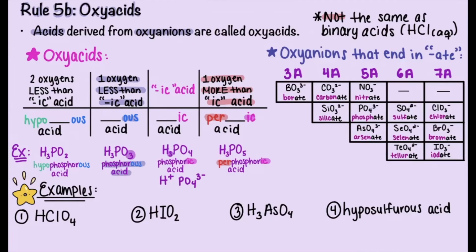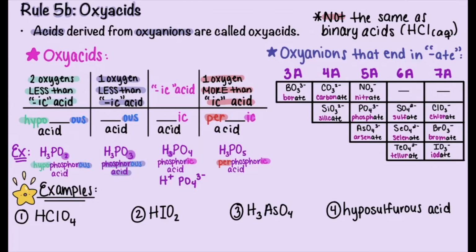What if you have 2 oxygens less than your ate? So similar to how we did earlier, you add the prefix hypo to mean something even less. But instead of it being hypo-ite, now it's hypo-ous acid. So for example, H3PO2, we have 2 oxygens here versus the 4 that we originally had for the ic acid, right? So now we get hypophosphorous acid.